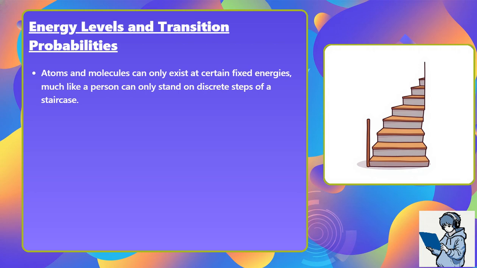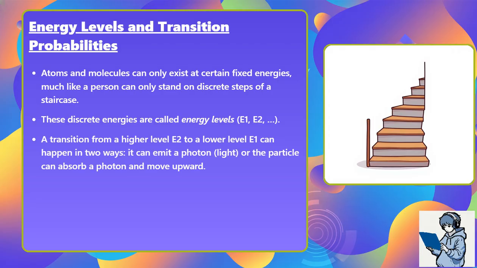Atoms and molecules can only exist at certain fixed energies, much like a person can only stand on discrete steps of a staircase. These discrete energies are called energy levels, E1, E2, and so on. A transition from a higher level E2 to a lower level E1 can happen in two ways. It can emit a photon, light, or the particle can absorb a photon and move upward.